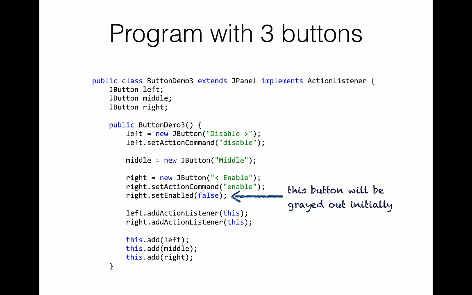Okay, the code didn't compile because the actionPerformed method has not been implemented yet. The class declaration says that it implements ActionListener. Well, ActionListener is an interface containing a single method signature, actionPerformed. We're going to implement that in the next slide.